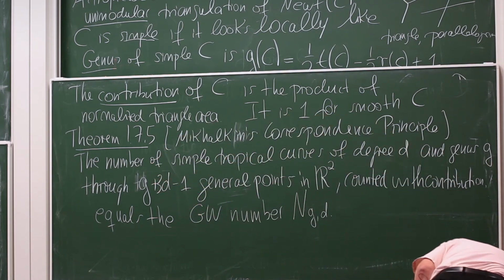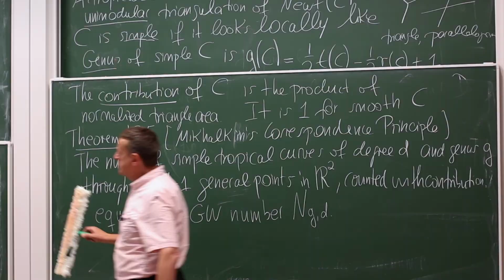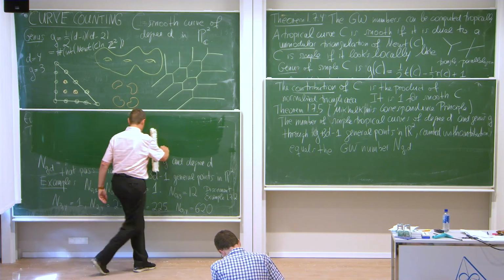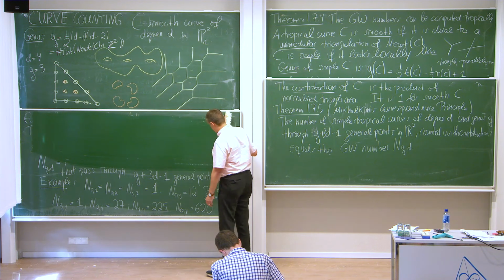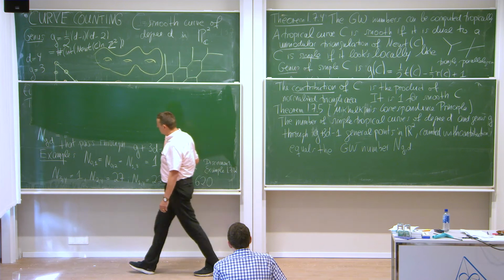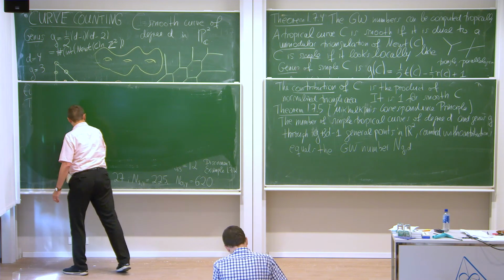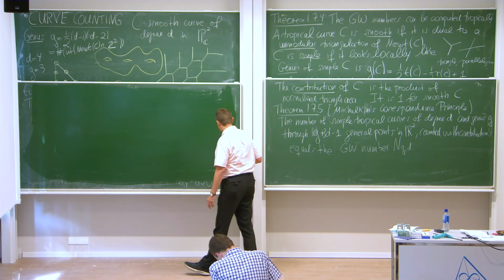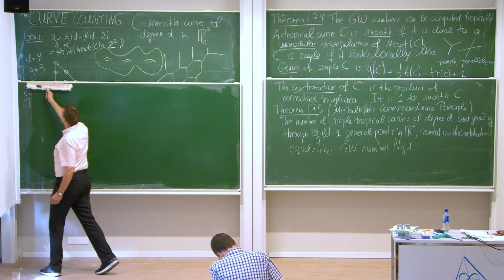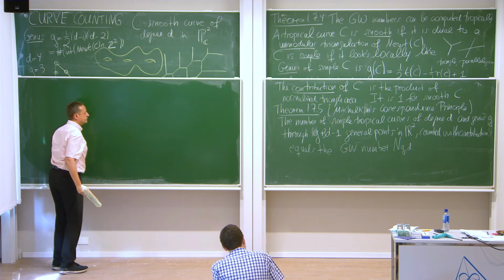Okay, let's see some calculations. So I'm going to compute now the number 620. So remember, 620 is the N_{0,4} Gromov-Witten invariant. So this is the number of rational quartic curves passing through 11 given points in the plane.